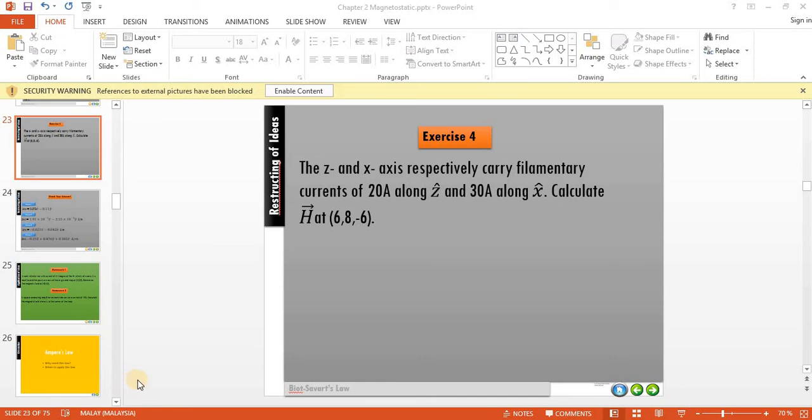Let's continue to exercise 4. For exercise 4, the Z-axis and also the X-axis respectively carry a filamentary current of 20 ampere. So this means the Z-axis has a filamentary current of 20 ampere, as well as the X-axis. Their directions are the positive Z direction and the positive X direction. And the current filament along the x-axis has a magnitude of 30 ampere. So you have to calculate the H at this position.